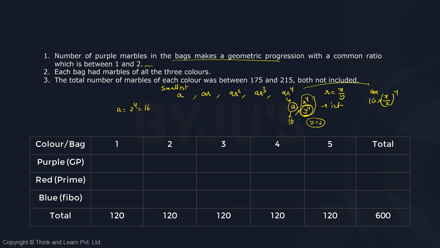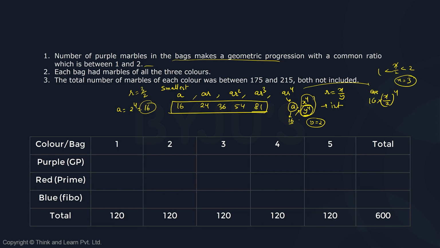Also, because r is between 1 and 2, if x upon 2 is between 1 and 2, x can be what? It cannot be 1, it cannot be 2, it can be 3, it cannot be 4, it cannot be 5, because otherwise it will not be between 1 and 2. So can I say definitely r is 3 by 2. If r is 3 by 2, A is 16, AR is 24, then 36, then 54, then 81.